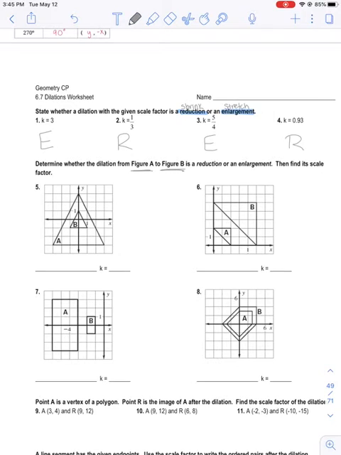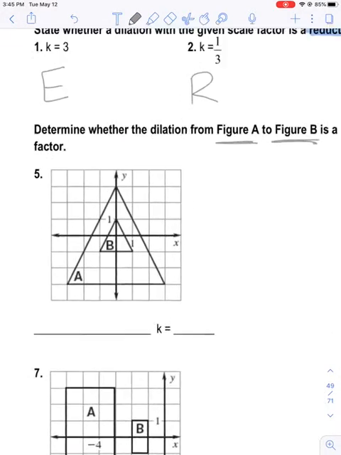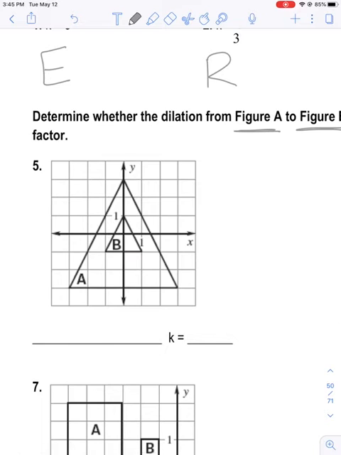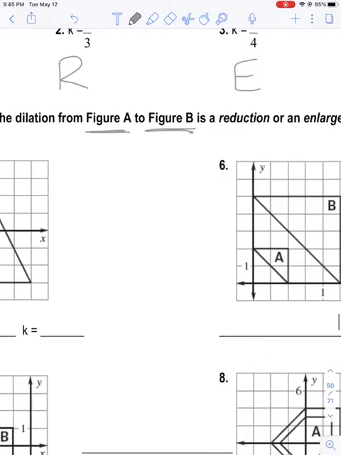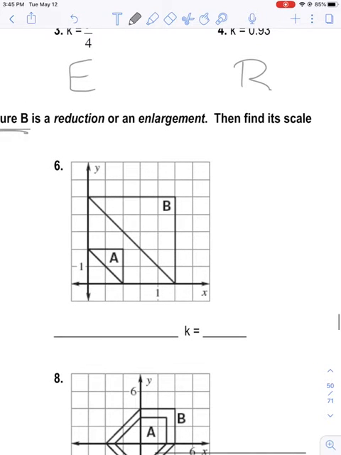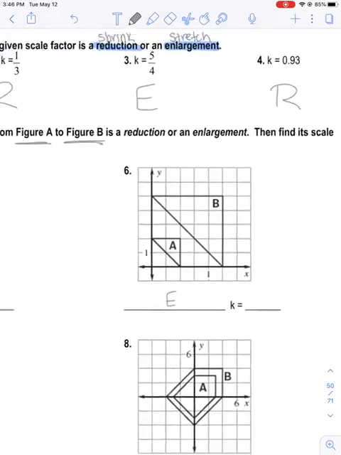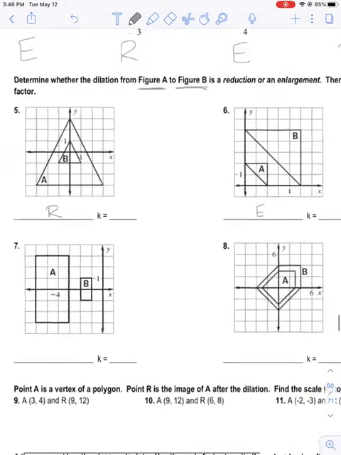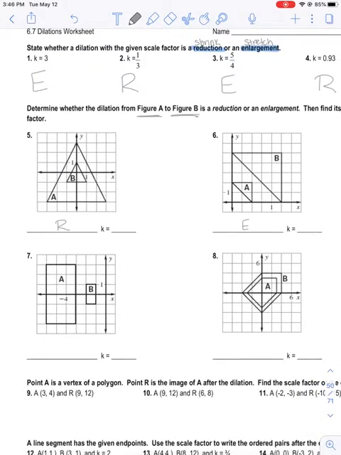All right, hopefully you have enough time. In problem 5, A is bigger than B. So they've taken A and they've shrunk it. That means that is a reduction for number 5. Number 6, A to B, it's getting bigger. So that's an enlargement. On number 7, A to B is getting smaller, so that's a reduction. And on number 8, A to B is getting bigger, so that's an enlargement.